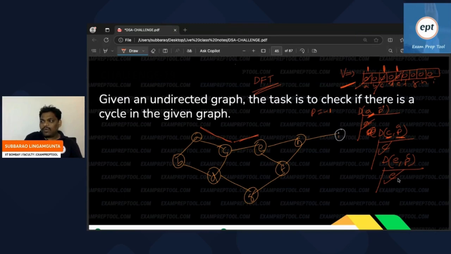After visiting E, next what you do is find out E adjacent people which are not visited. See, E adjacent which are not visited. So then what is the answer? E adjacent is going to be H also, F also.